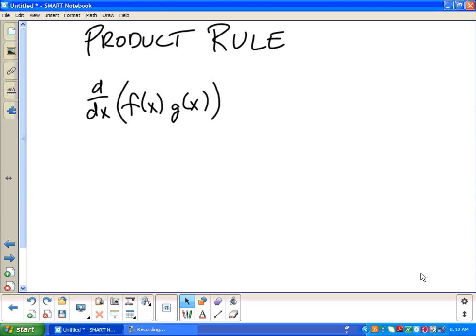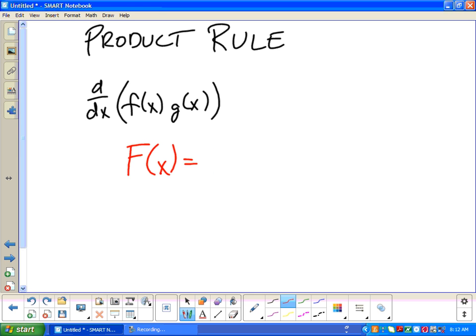All right, so we have to come up with a rule for how to take the derivative d dx of f of x times g of x, because there are times we simply don't want to multiply them together. And we call it the product rule because it's f of x times g of x, that's the product. Now, how do we do derivatives? They're always the same.